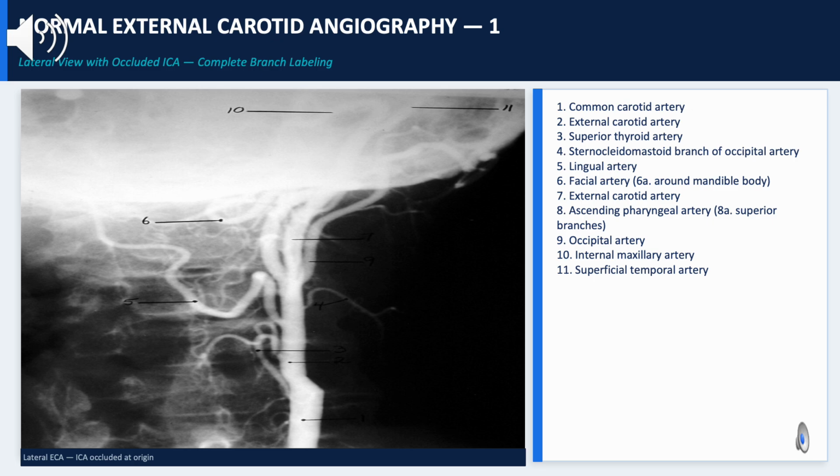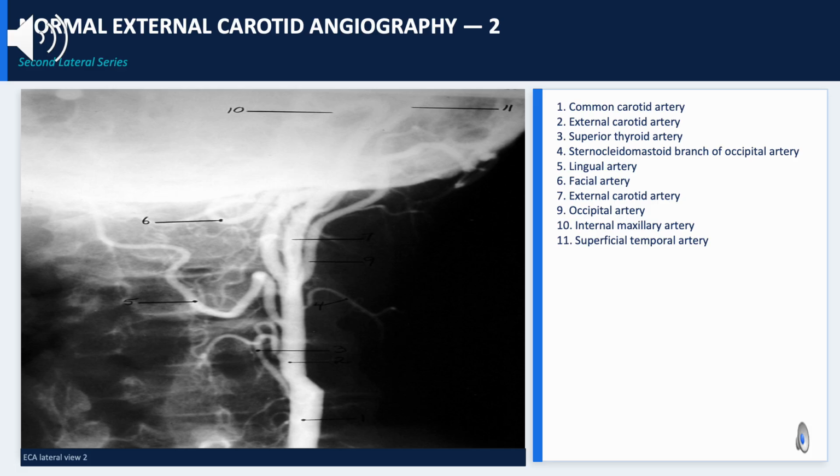The ascending pharyngeal, 8, is the critical posterior branch supplying the skull base. The occipital artery, 9, provides the C2 muscular anastomosis to the vertebral. The internal maxillary, 10, is the largest terminal branch and the most dangerous anastomotic source. And the superficial temporal, 11, terminates as the STA used in bypass surgery. Note that branch 6A traces the facial artery wrapping around the mandible, a key landmark on lateral views.